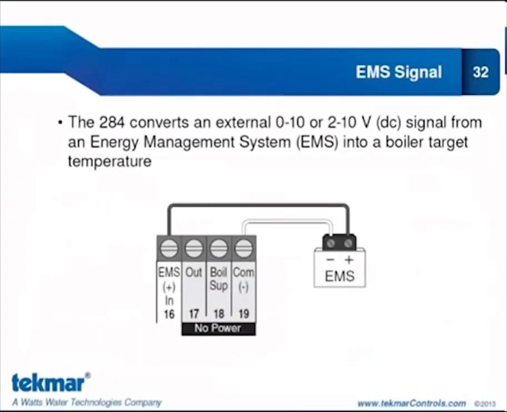By selecting application mode EMS, the 284 will convert an external 0 to 10 or 2 to 10 volt signal, you will actually specify which one it is, from an energy management system into a boiler target temperature. What's new on the 284 is now we have dedicated terminals for the EMS input. We're not sharing that with the outdoor sensor terminals anymore. This is a one-way communication. The 284 is receiving a water temperature from an EMS. It is not communicating anything back to the EMS.